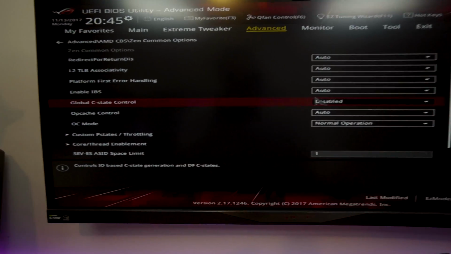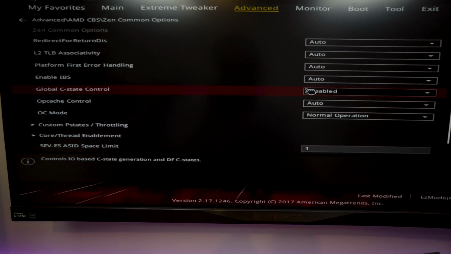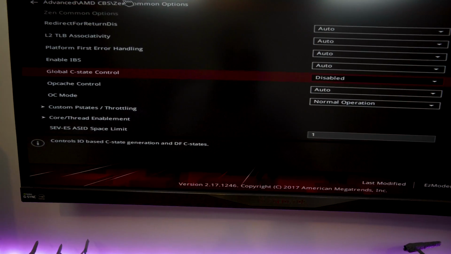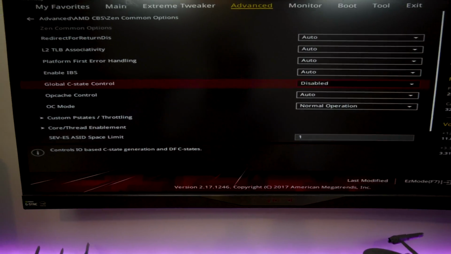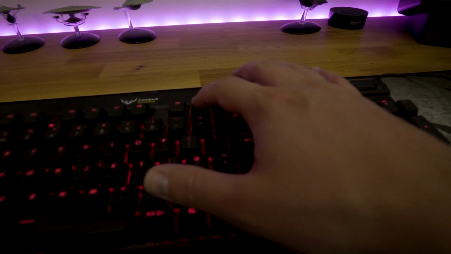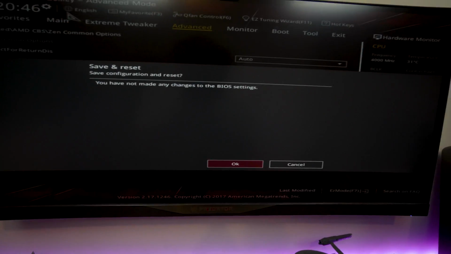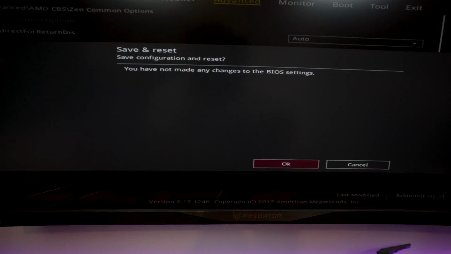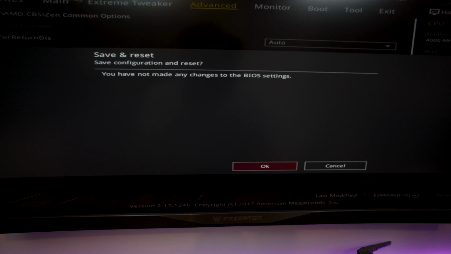Again, a bit like spread spectrum, I recommend that you make that one of the first things that you do. So, we F10. It's telling us we've not made any changes, but in your case, it will tell you that you have made some changes. Okay, that, and boot into Windows.